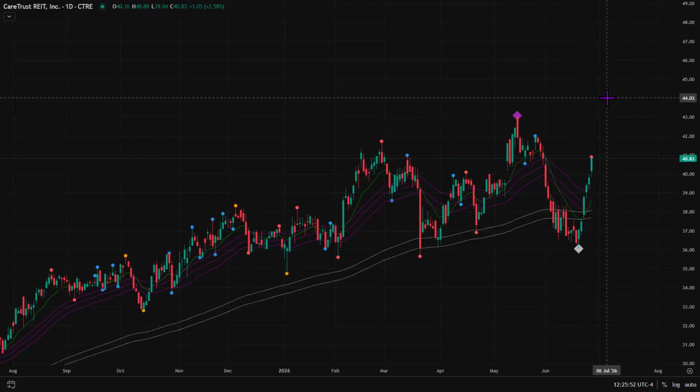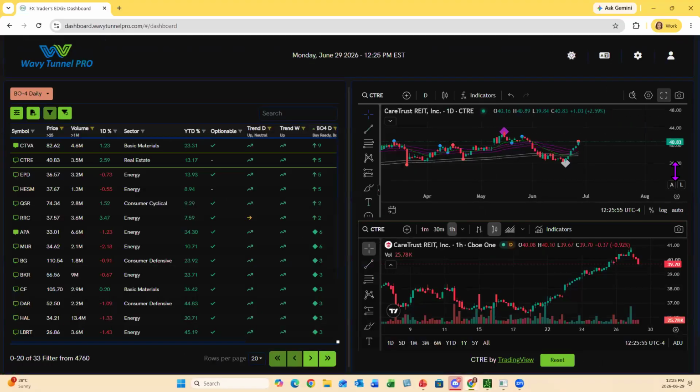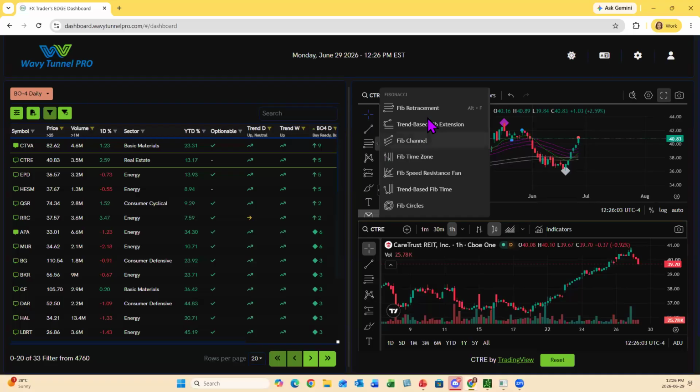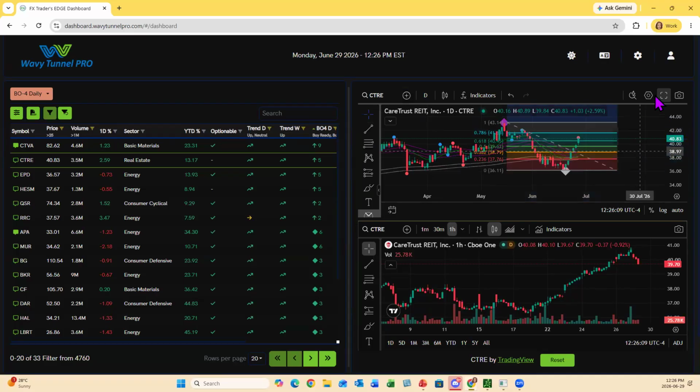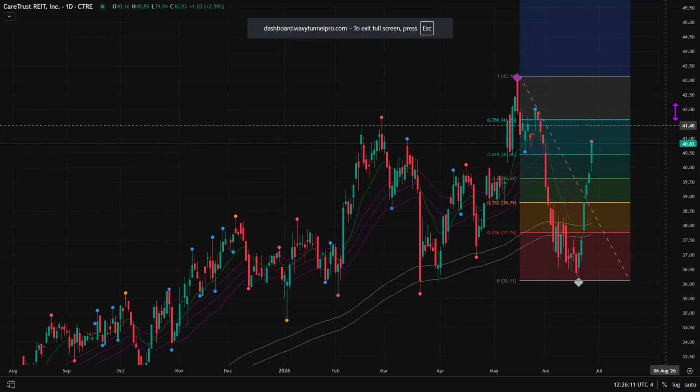Okay, I can't, this is what I meant. The next version will allow you to run the Fibonacci tool. It will have these once it's updated, but it's not updated. So I can't open it up. I have to draw the Fibonacci retracement with it down here, and then I can open it up. Okay.